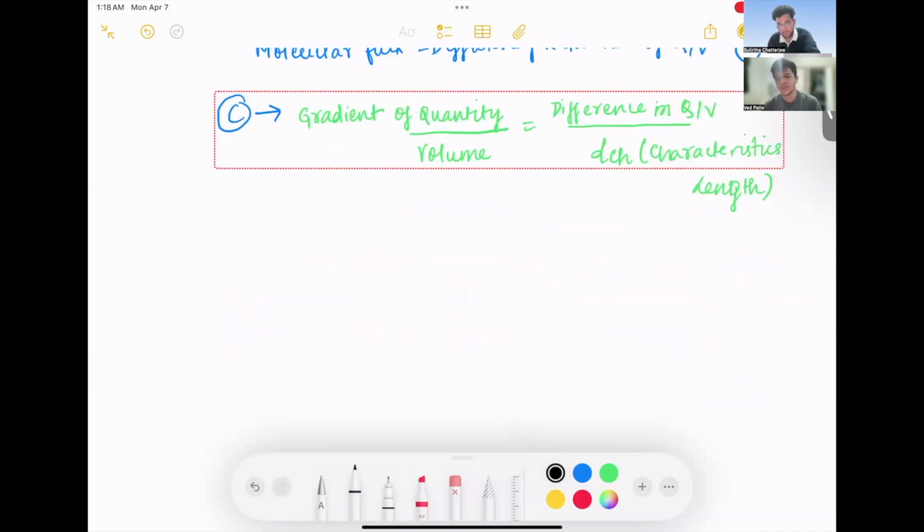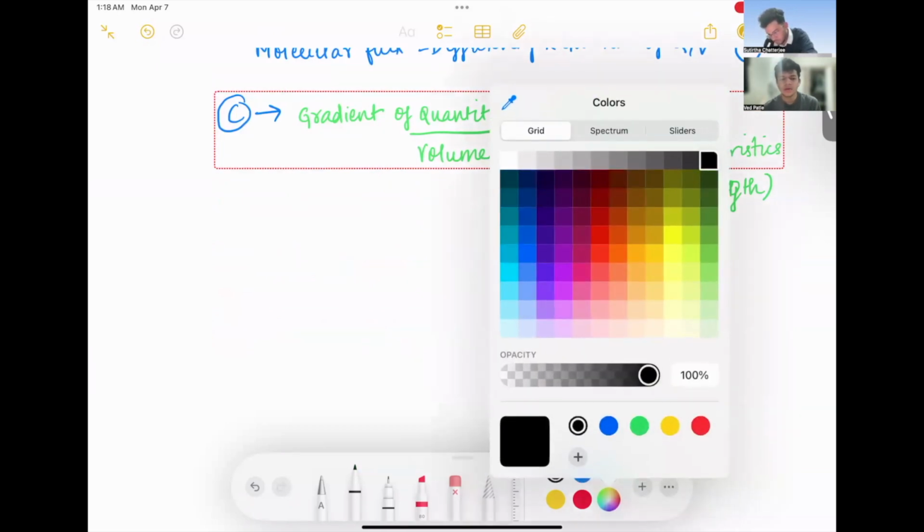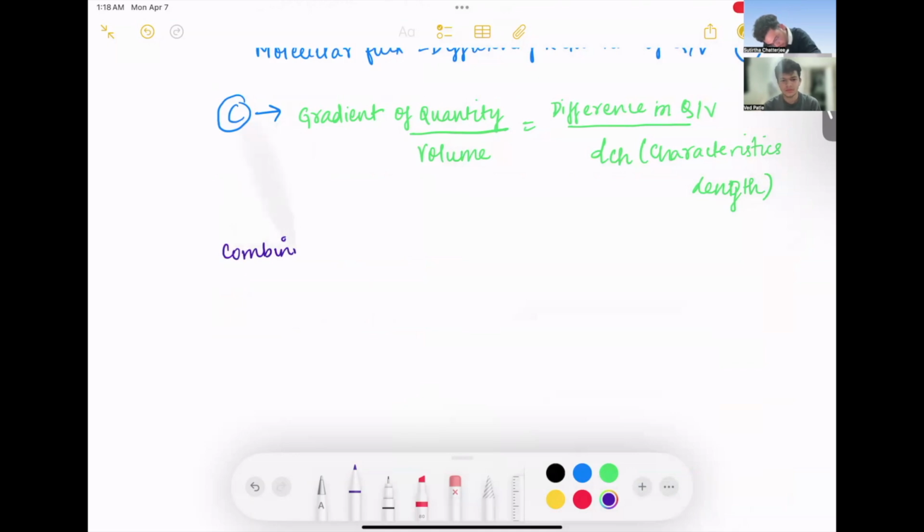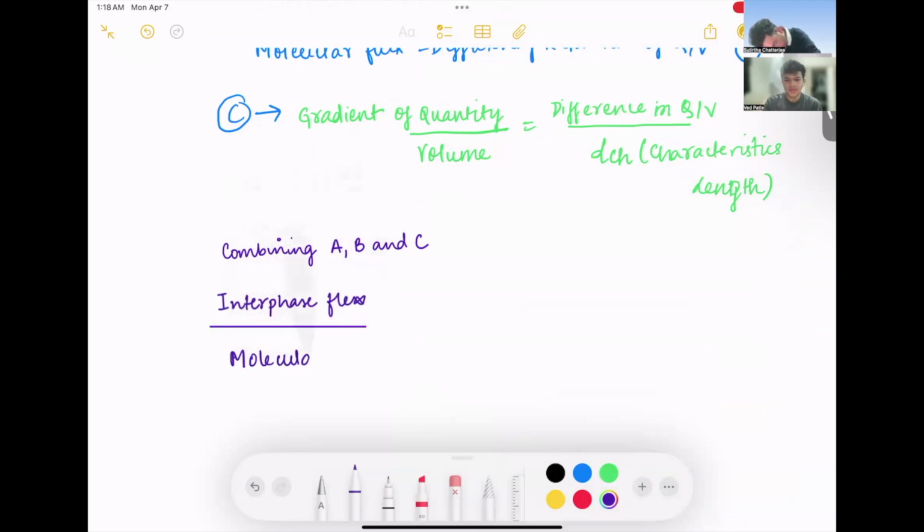Now combining these three equations A, B and C, we will get a new equation which is interface flux upon molecular flux equals transfer coefficient multiplied by characteristic length whole divided by diffusivity.